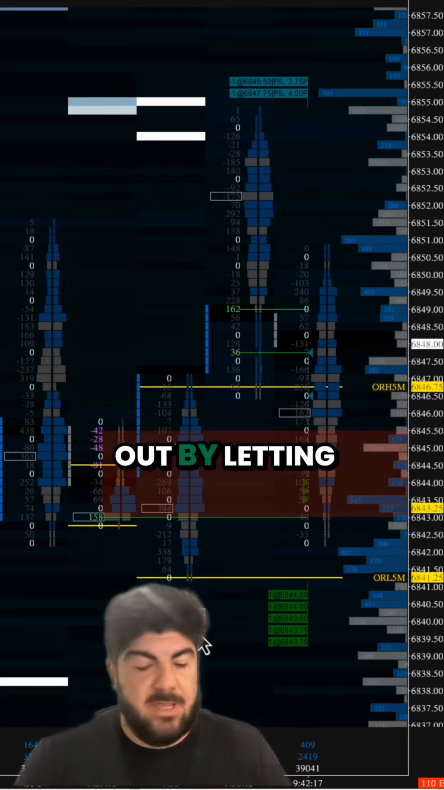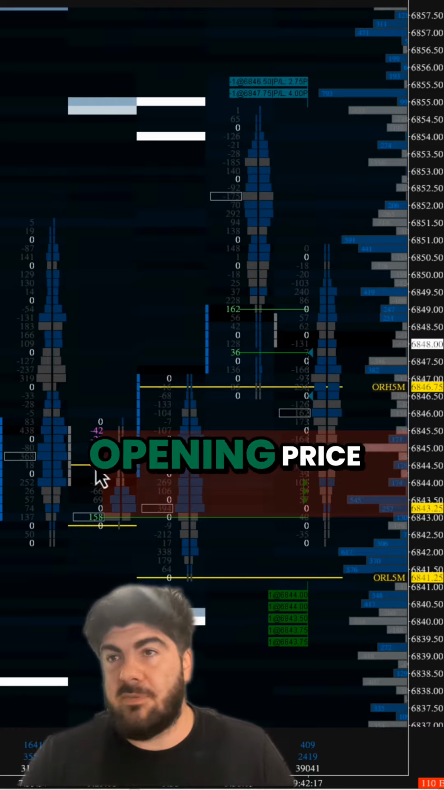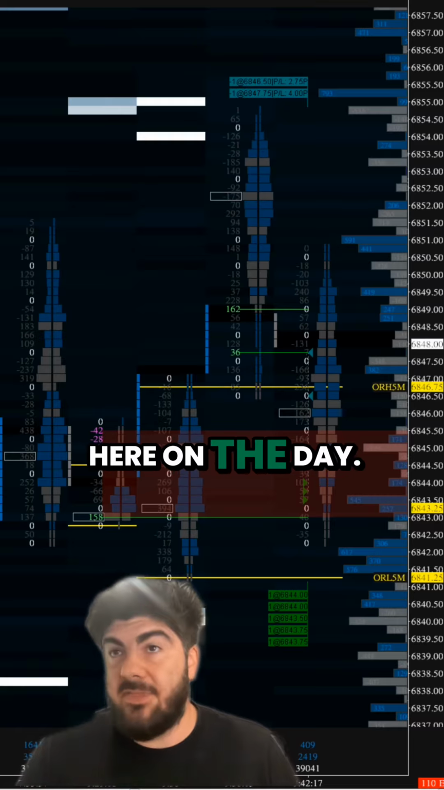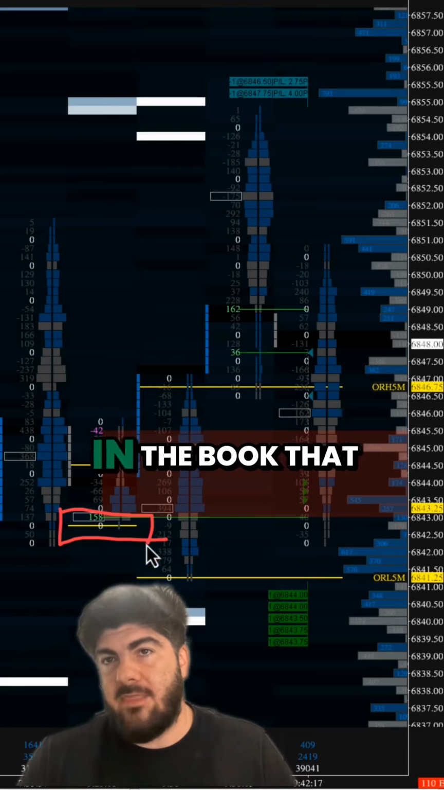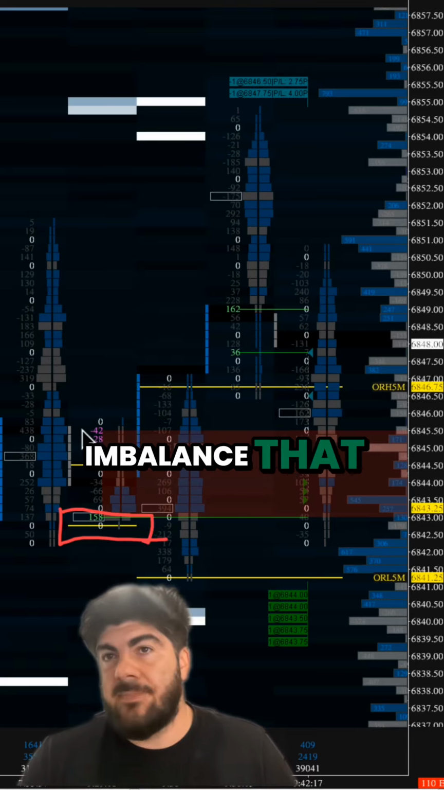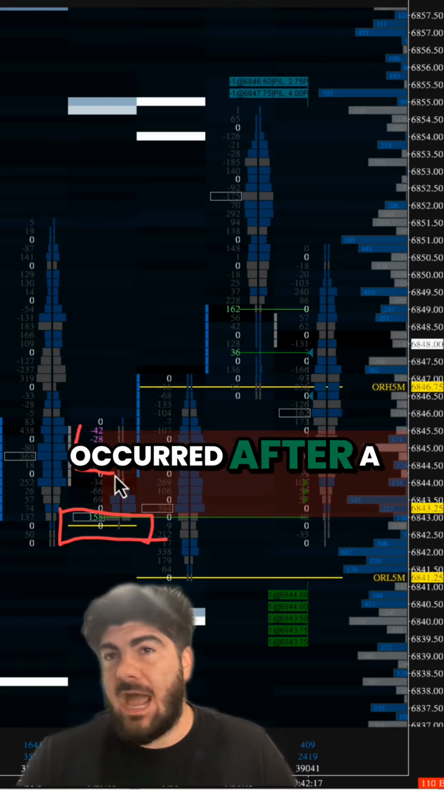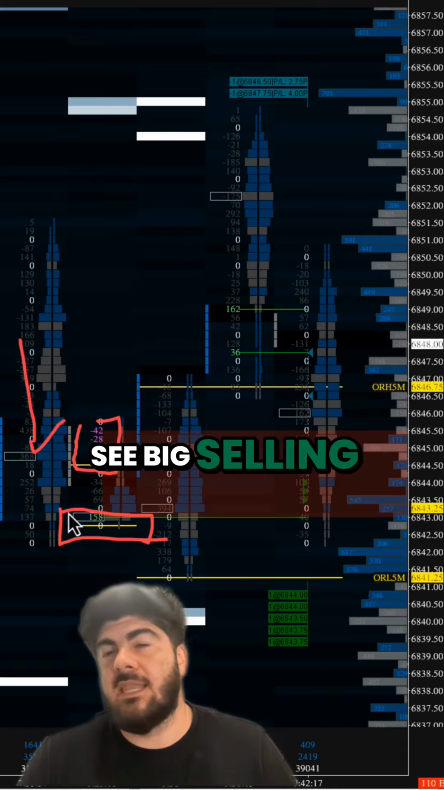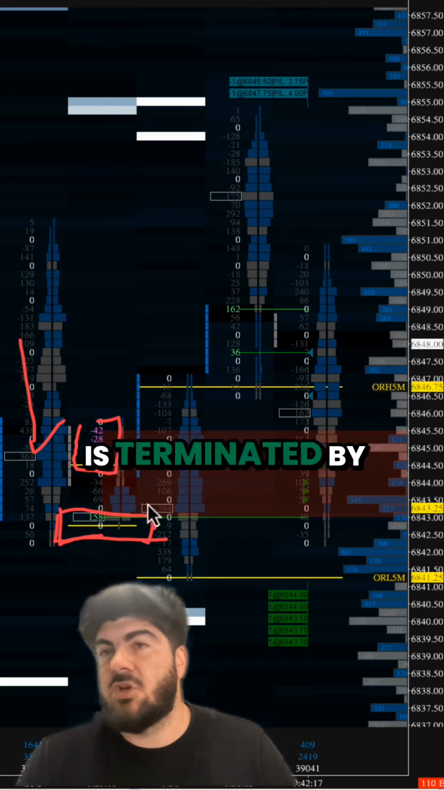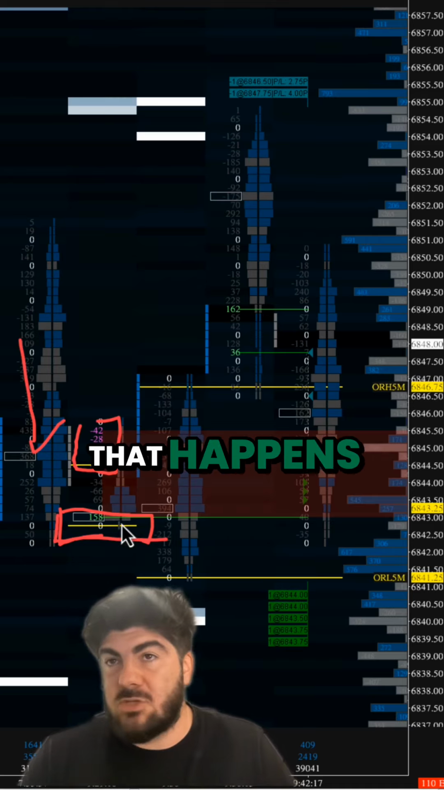So first we start out by letting the market open. You could see this is the opening price here on the day. And we see that right before the open, we have a really big buyer in the book that creates an imbalance that occurred after a big block of selling. So imagine this, the market's heading down, you see big selling, and the bottom end of this move is terminated by a big buyer. That happens right on the open.